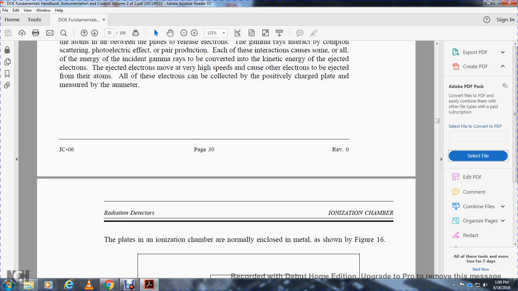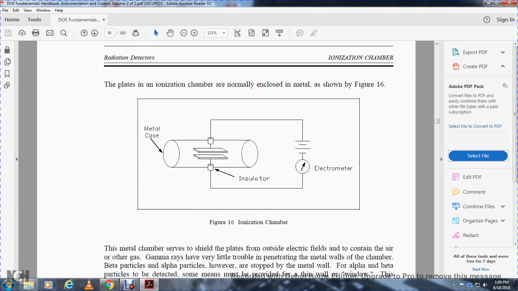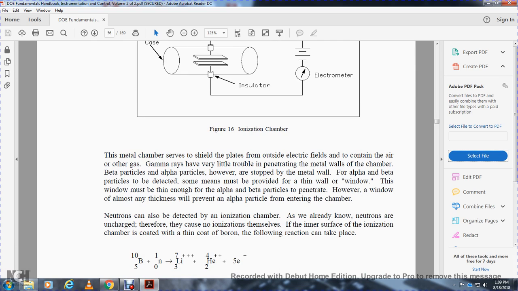The plates of the ionization chamber are normally enclosed in metal, as shown in figure 16. The metal case is insulated from the electrometer. The metal chamber serves to shield the plates from outside electrical fields and to contain the air or other gas. Gamma rays have little trouble penetrating the metal wall of the chamber. Beta particles and alpha particles, however, are stopped by the metal wall.